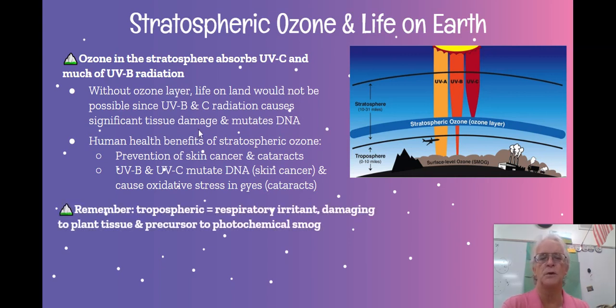Remember, the tropospheric ozone, where we are, causes respiratory irritation, is damaging to plant tissue, and is a precursor to photochemical smog. Just think about it. O2 is able to oxidize iron. O3 is much, much more reactive. And so the stratosphere is right through here, and that is what causes the damage. The good stuff is up here.